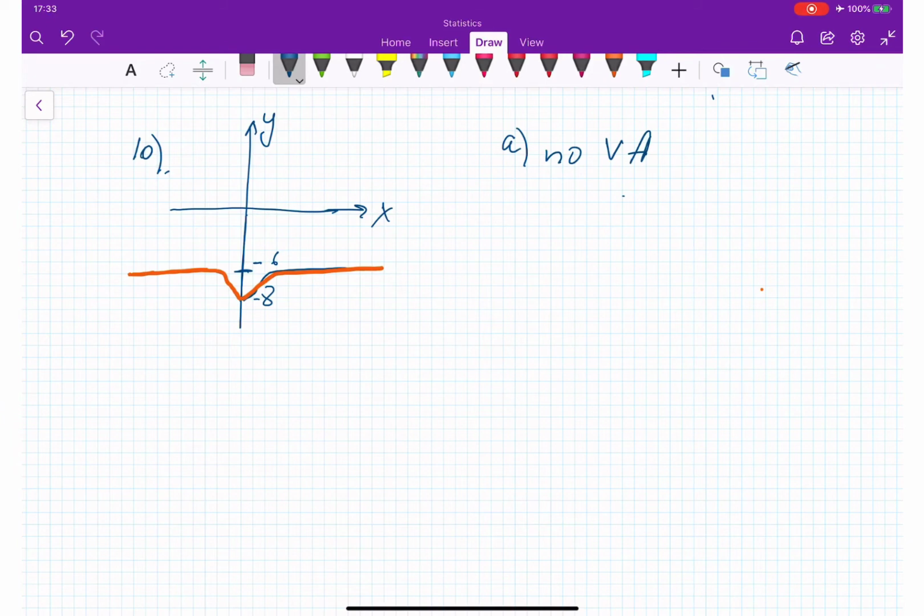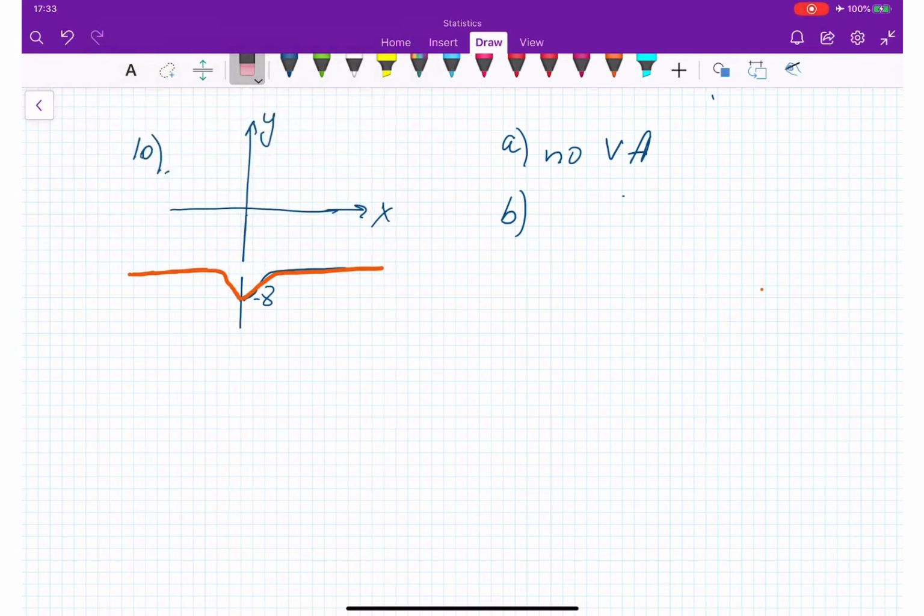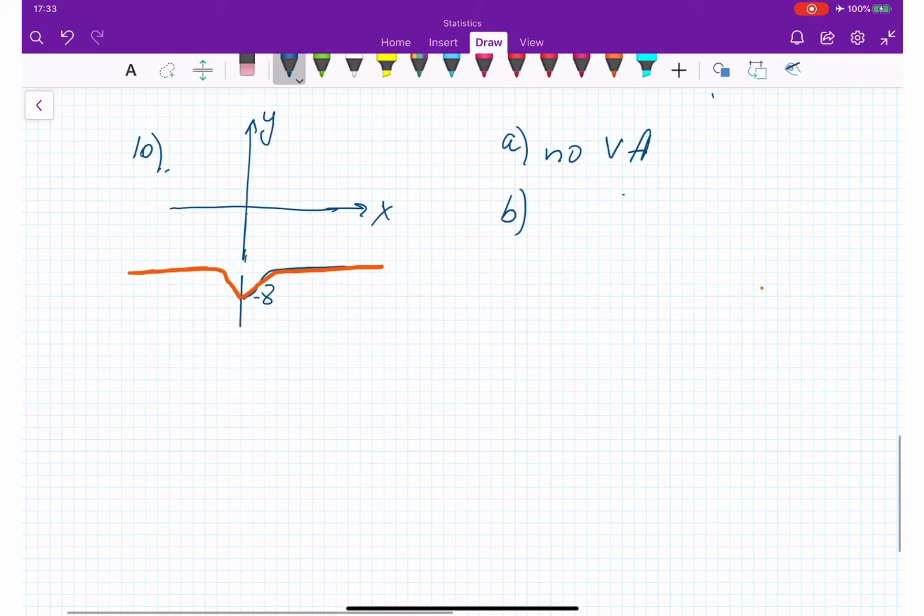B, horizontal asymptote. Horizontal asymptote, on the other hand, we have it. So let me move a little bit higher. Let's assume instead of negative 6, we have negative 5. So negative 5. So the horizontal asymptote is going to be y equals negative 5. This is going to be your horizontal asymptote.